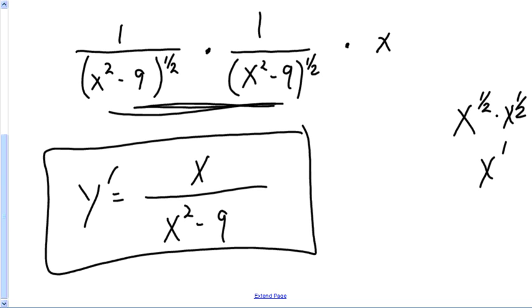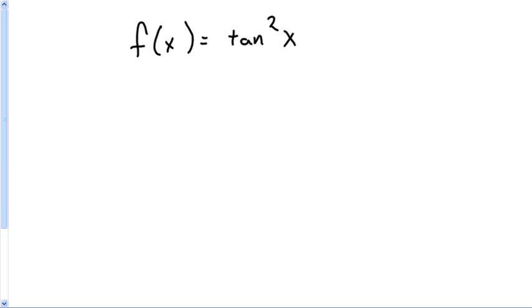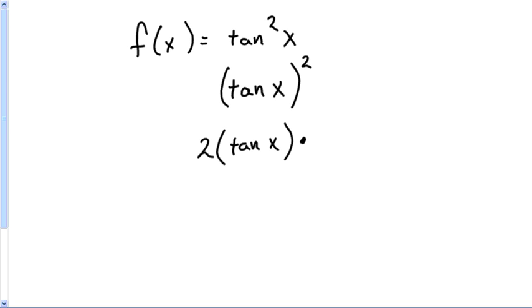I've got some more. I think I've got time for one more, so let's do one more. Oh, this is what I take my time to do. First thing, rewrite it: tangent x, slide that square out there. If it said fourth, I'd slide it out there. And now it's a chain rule question. No products, no quotients. This would just be 2 times tangent x times the derivative of tangent x, which is secant squared x.